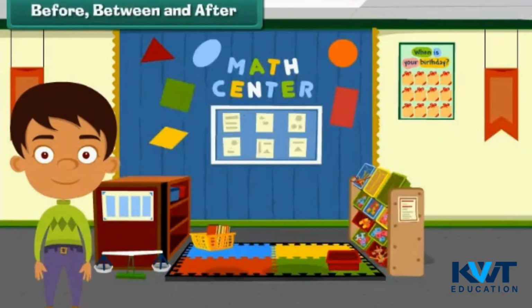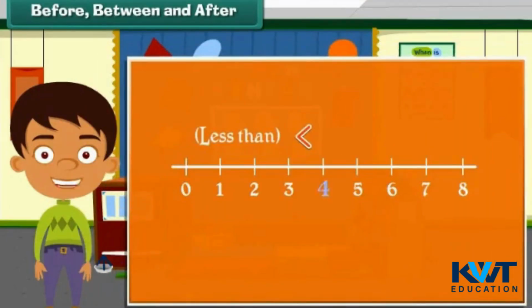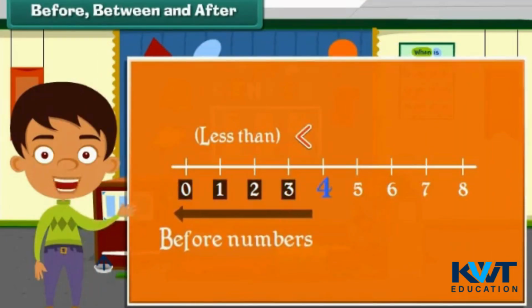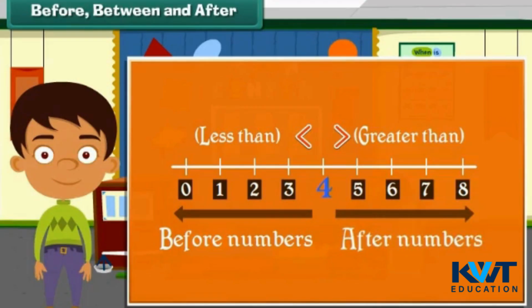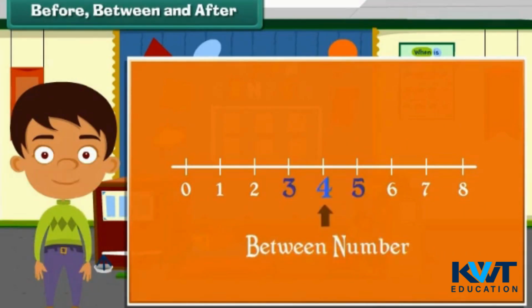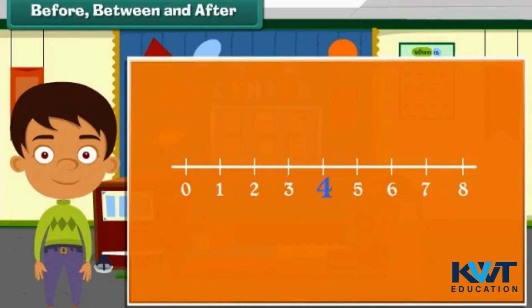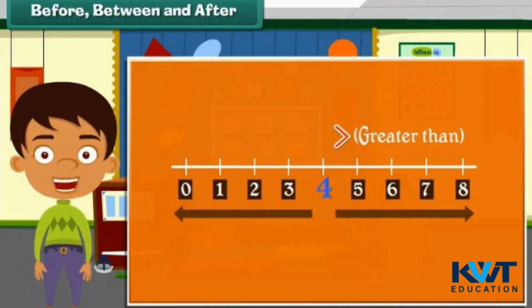Before, between, and after. Numbers that are less than a given number appear before it. Numbers that are greater than a given number appear after it. What can we say about a number that falls between two numbers? The numbers to the right are greater than the given number and the numbers to the left are smaller than it.